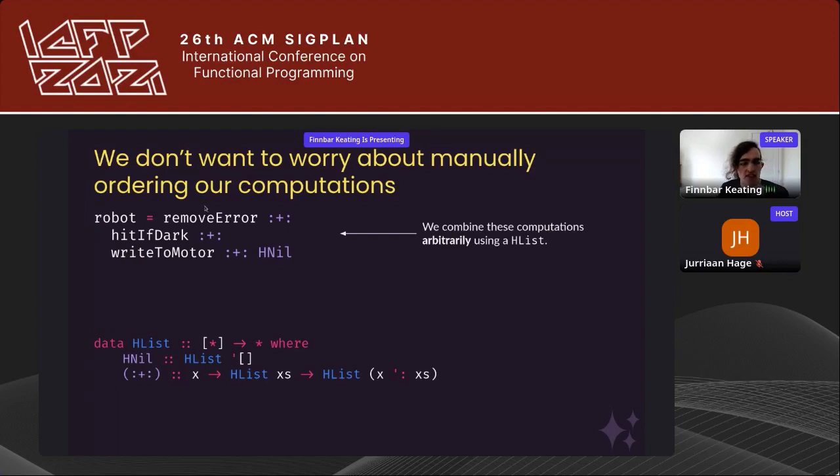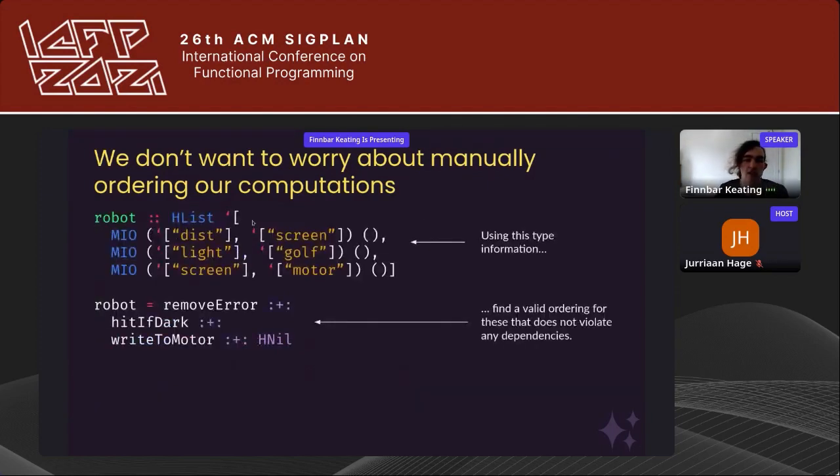So what we want is, now we've got these better types, we can represent a group of computations as an HList, a heterogeneous list. The definition is given on the bottom of the slide, but the main things you need to know are that this :+: operator is list cons, HNil is the empty HList, and the resulting type corresponds to the types of its individual elements. So for example, removeError has the type disk to screen, hitIfDark has the type light to golf, writeToMotor has the type screen to motor. Note that we're shortening the types here because otherwise the types are going to get very long, and that is an issue with using graded monads and using these kinds of type representations.